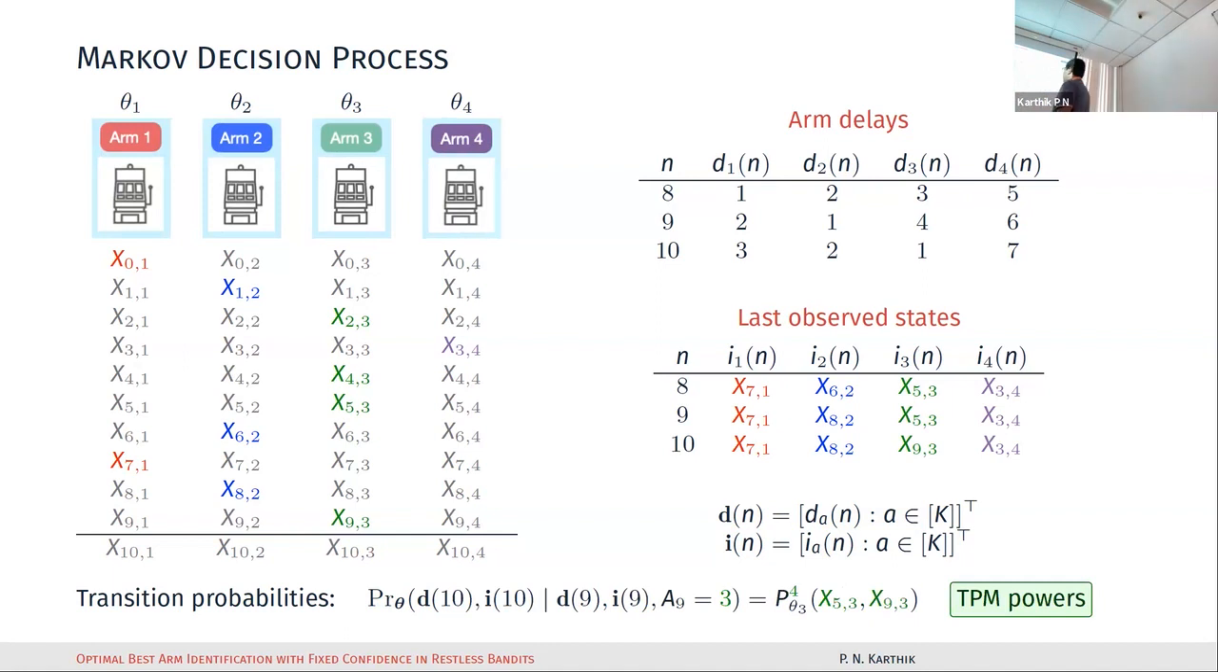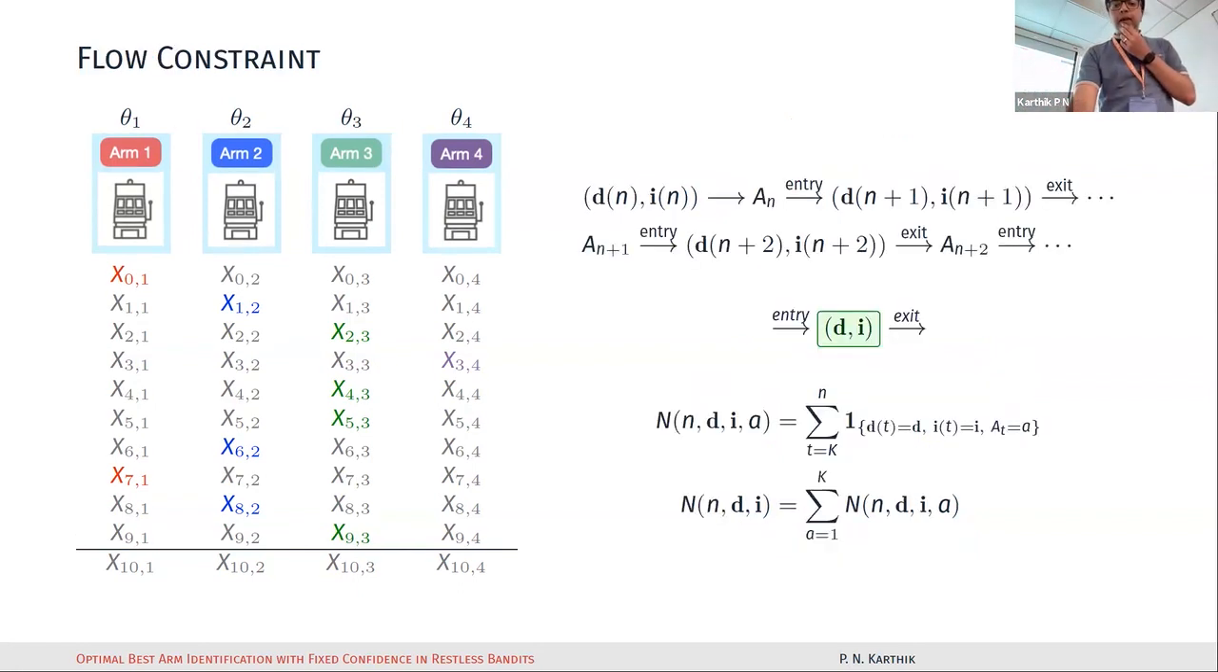If you were to do the same thing for the green arm 3, you will notice that there is a probability of transitioning from 5 to 9 with a gap of 4. So that 4 will come in this matrix in the expression for the transition probability. So the important thing is to note that there are powers here. Okay, so that's what will come. So this is the MDP.